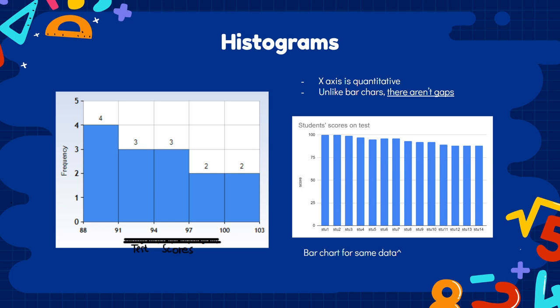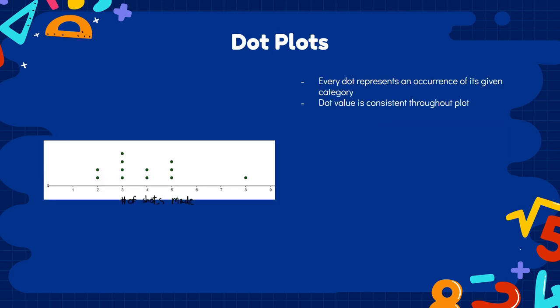So the way you read that is 4 people got a score between an 88 and a 91. And then 3 people got a score between a 91 and a 94. And then 3 people got a score between 94 and 97. 2 people got a score between a 97 and 100. And 2 people are tryhards. So that's just how you read a histogram, basically. So yeah, let's move on.